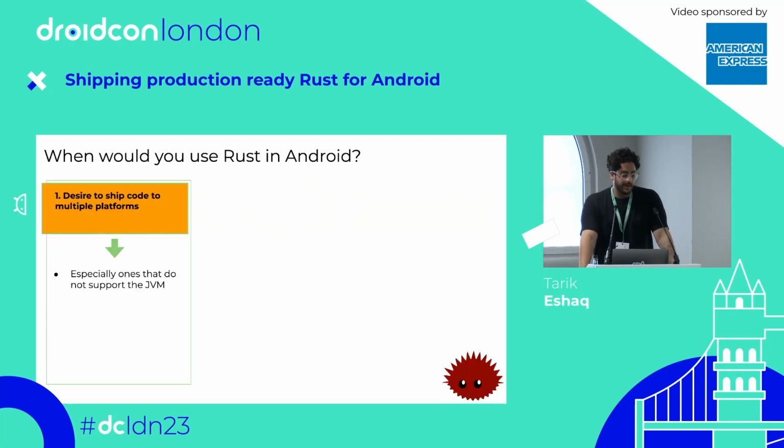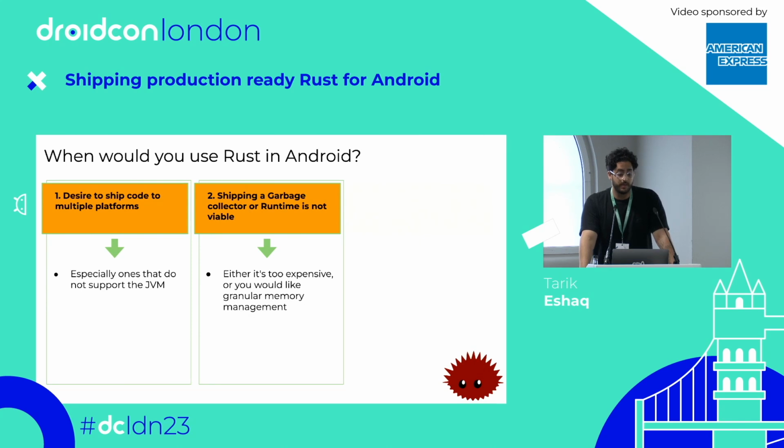So the first is you have a desire to ship code to multiple platforms, especially ones that don't support the JVM. For example, you want to ship code to iOS. And maybe you lived before Kotlin multi-platform existed, and you just wanted to write code that ships to iOS. Using a native language would have been a great idea. But with Kotlin multi-platform, why not just use that?